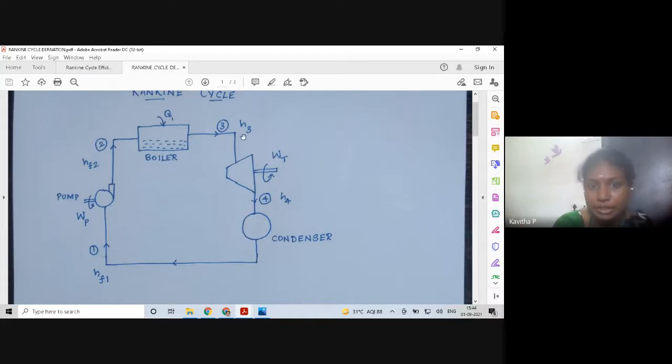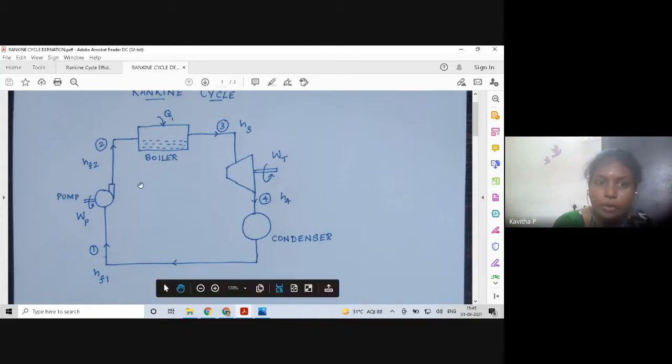This is H3. It is not denoted as a subscript of F because this is in a superheated steam state. It is not in the fluid state, so it is only denoted as H3, superheated steam. And then when it is given to the turbine, the steam which is coming out of the turbine is denoted as HF4, and then this HF4 steam will be converted into water again.